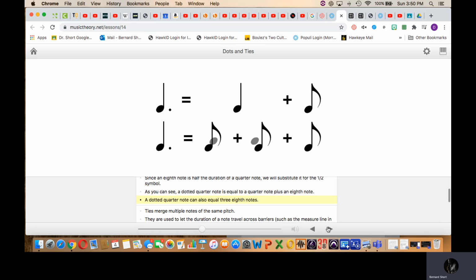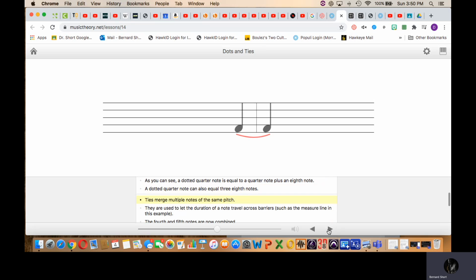Now, you can also take this dotted quarter note and you can divide it into 3, because half of a quarter note is an eighth note, right? So that means it takes 2 eighth notes to make up 1/4. So that's this. Boom, boom. And then this dot is the third one. Very simple. A tie normally goes across ledger lines, because if it wasn't a ledger line there, you would just write that as a half note, right?